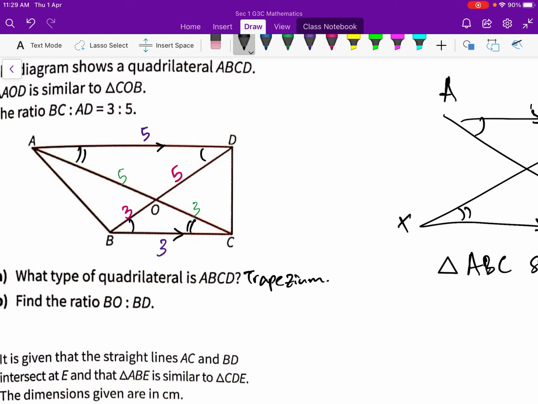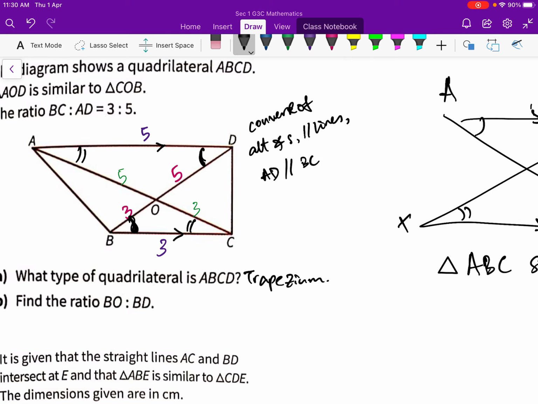So listen carefully. Since these two triangles are similar, then like I mentioned, angle ADO, this angle, equals angle CBO, this angle over here. Since these two angles are the same, by the converse of alternate angles, parallel lines, AD is parallel to BC. Okay, because these two angles are the same.